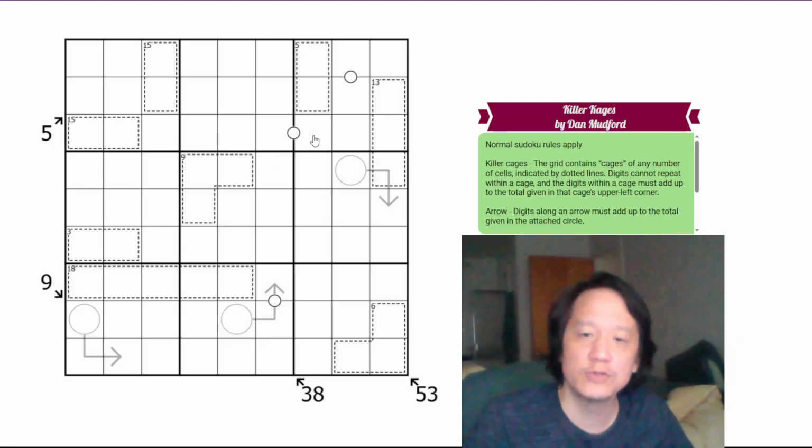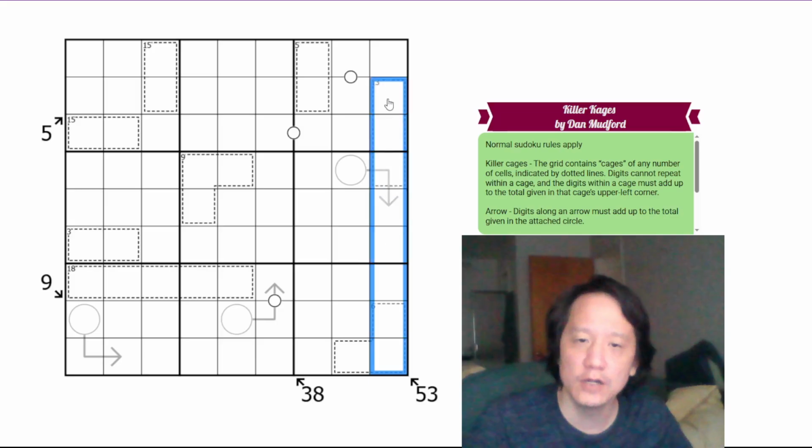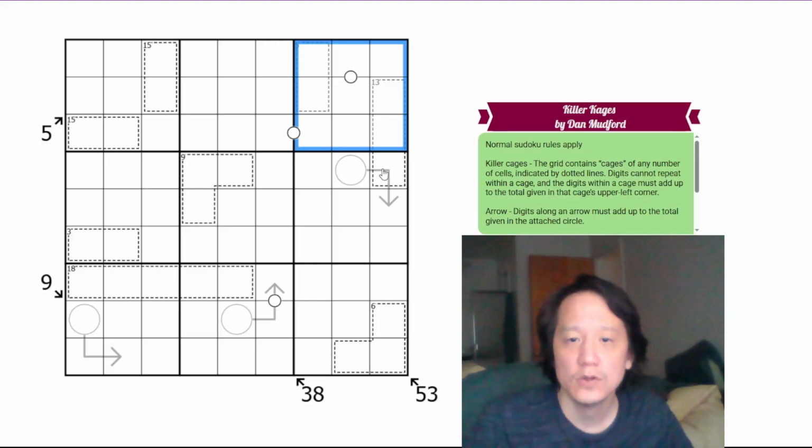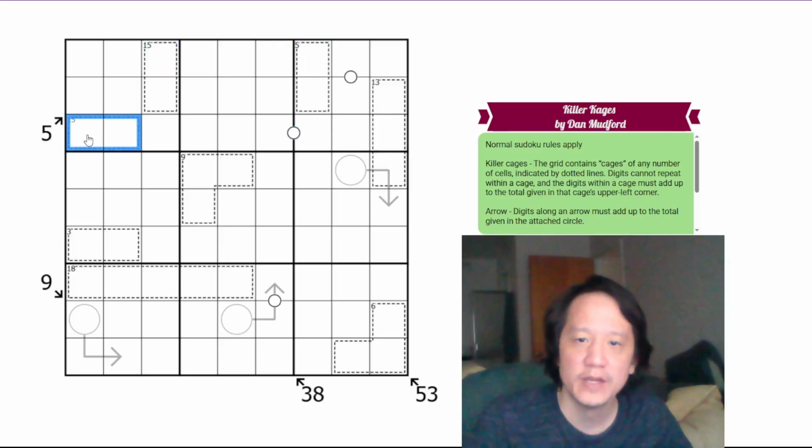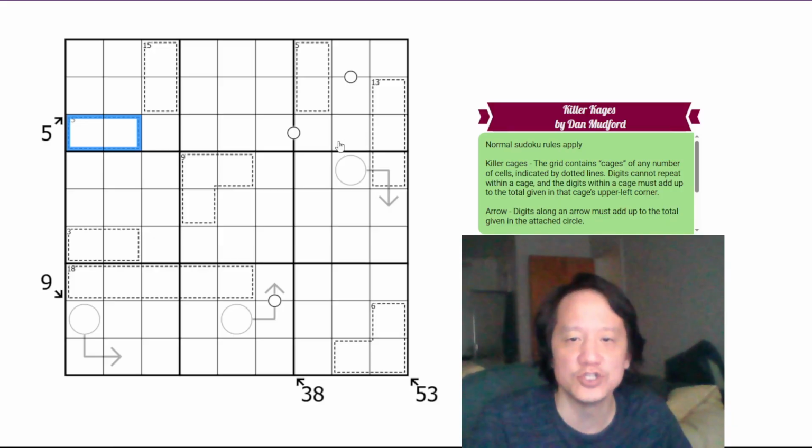Normal Sudoku rules apply, which means in every cell in the grid, place a single digit from 1 through 9 such that there are no repeats in any row, column, or designated 9-cell region, which is a box. We also have killer cages, where the grid contains cages of any number of cells indicated by dotted lines. Digits cannot repeat within a cage, and the digits within a cage must add up to the total given in that cage's upper left corner.